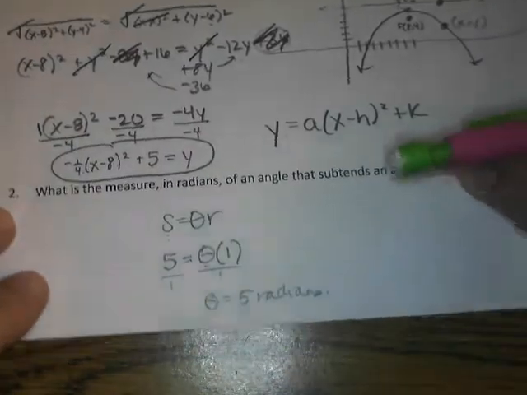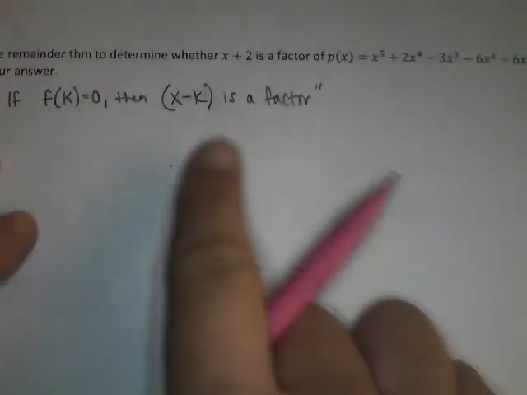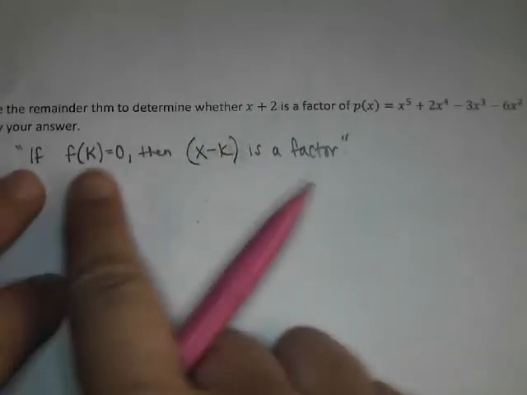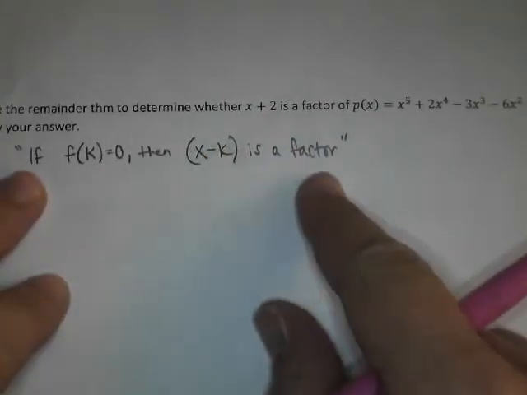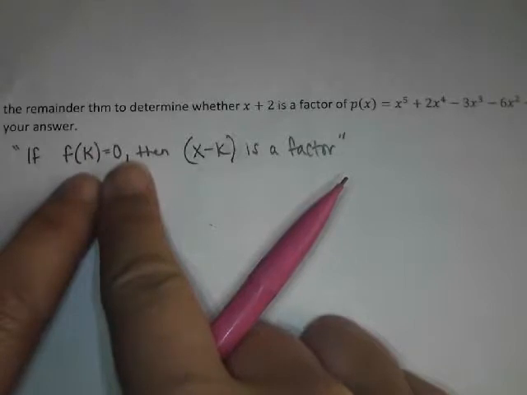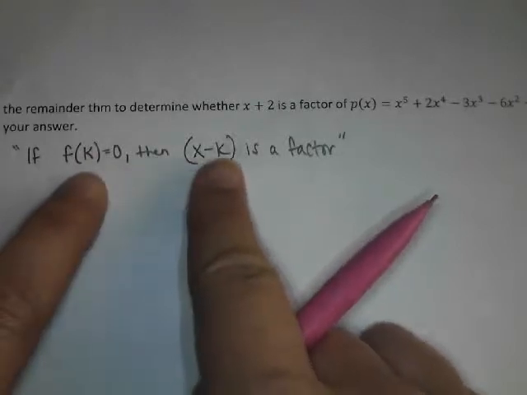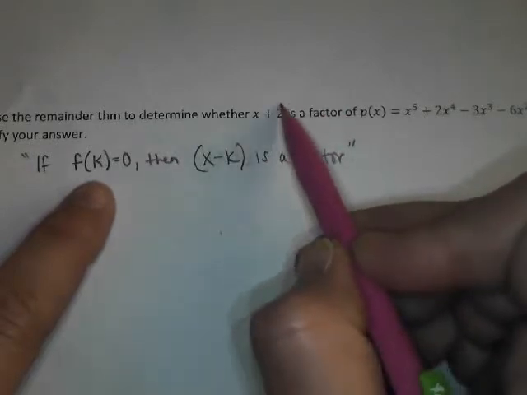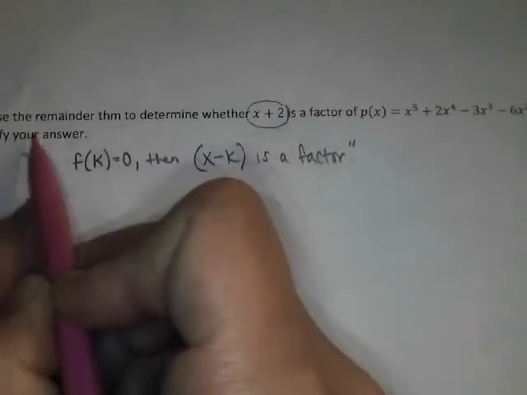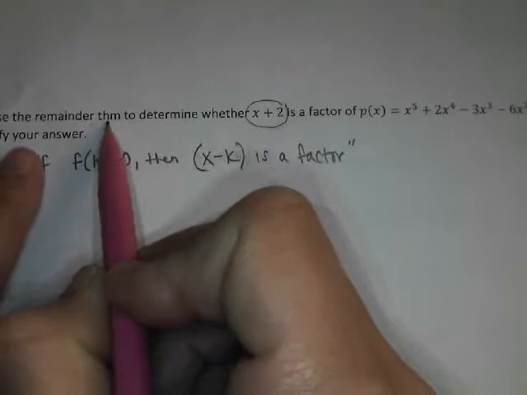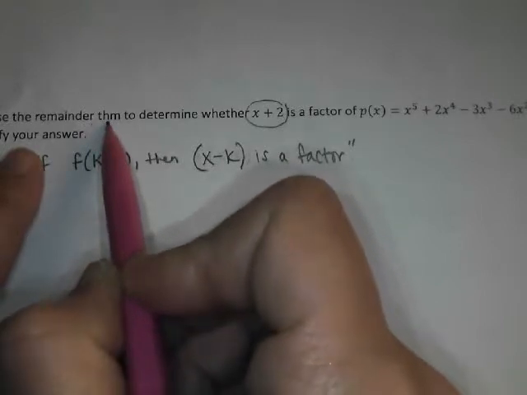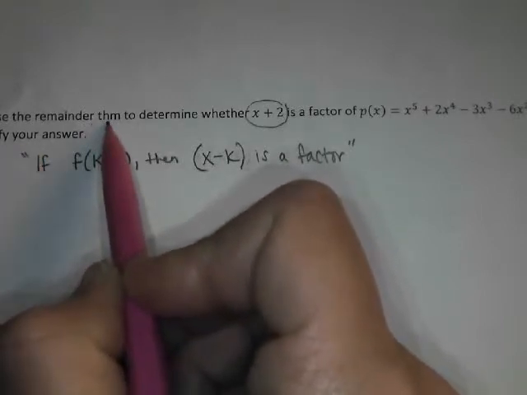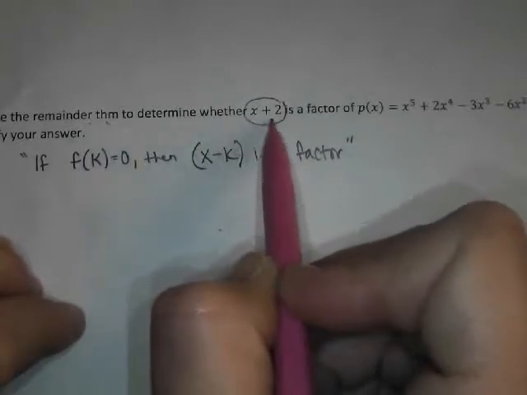Last but not least, the remainder theorem. Here's what your flashcard says about the remainder theorem. If f of k equals 0, then x minus k is a factor. So if you're determining whether or not this is a factor, and it says to use the remainder theorem, long division does not count. Okay?